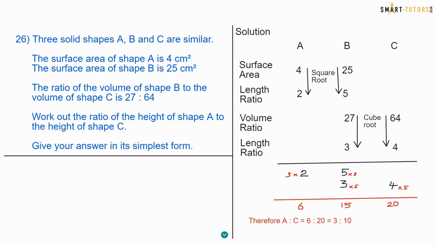Length ratio is 2:5 for A and B, 3:4 for B and C. We need to make the 5 and 3 a common number, which is 15. So times by 3 and times by 3. So this becomes 6:15 and this becomes 15:20. So altogether 6:15:20. But they're asking what is the height ratio between A and C. So A to C is 6:20, which simplified is 3:10.